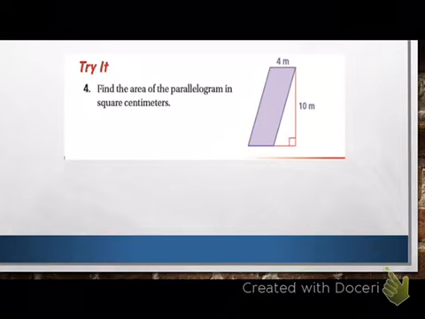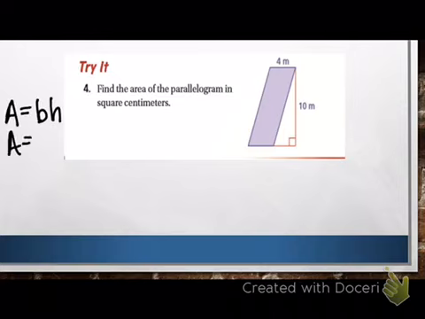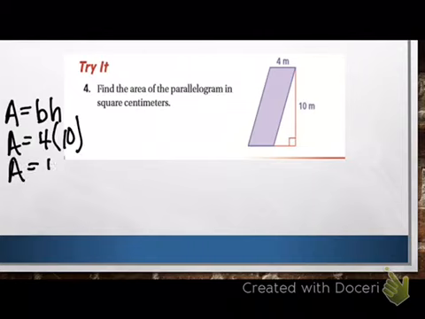All right, when I look at this parallelogram, what I'm going to do though is I'm going to find the area of the shape in meters, and then I will convert them. So I'm going to say with my formula, A equals B times H. A equals 4, remember any side can be a base, times 10. And I'm going to get 40 meters squared. Now they want this though answered in square centimeters. So I'm now going to convert my 40 meters to centimeters.